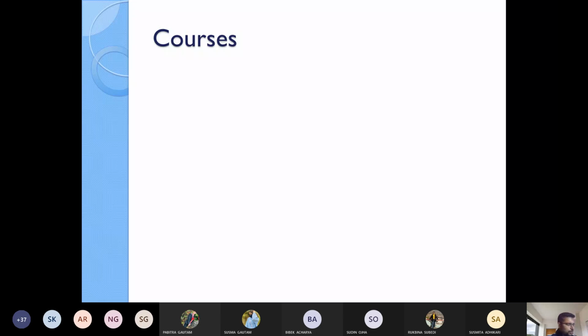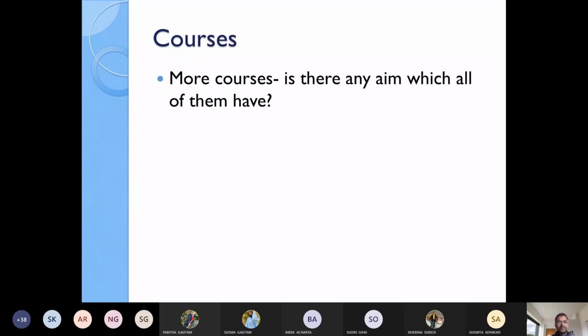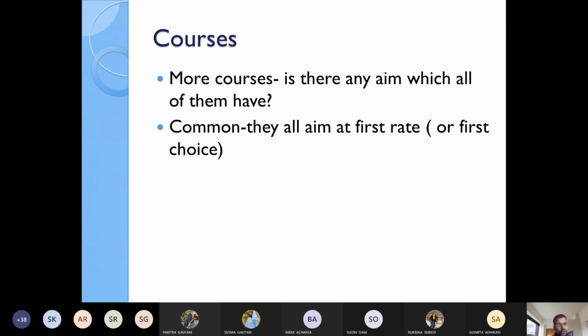Let's start. Another point, on page number 30 and 31, the author has discussed his courses. There are many courses in this world. There are many universities in this world. There are more than 10 or 11 universities in Nepal. And every university offers some sort of courses. Is there any aim which all of them have? There is a common aim.